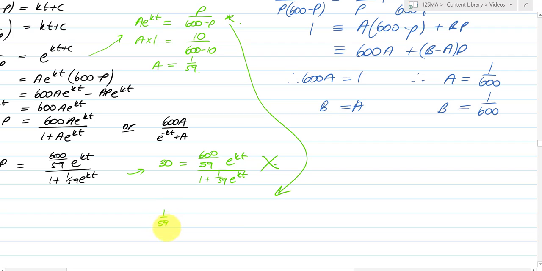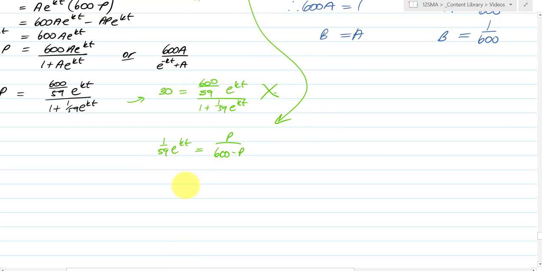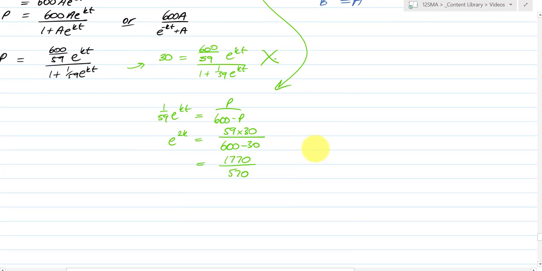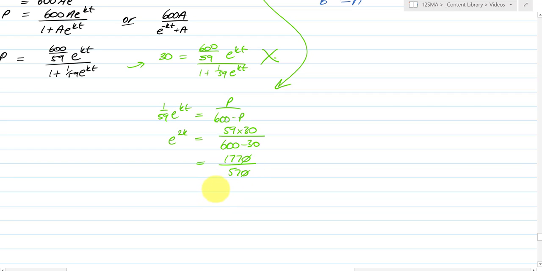A, which is 1 over 59, e to the kt equals P over 600 minus P, and at t equals 2 I get P equals 30. So I get, actually I'm going to rearrange this, I get e to the 2k equals 59 times 30 over 600 minus 30. 59 times 30, well 60 times 30 is 1800, so 59 times 30 is 1770, over 570. Not a great deal I can do with that, but I can cancel out the zeros, and I'm going to take log of both sides.